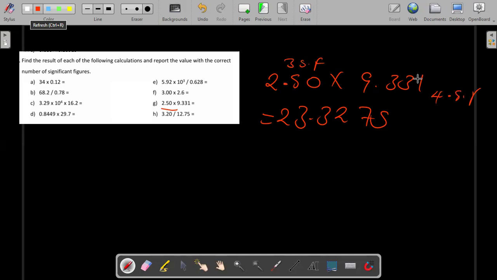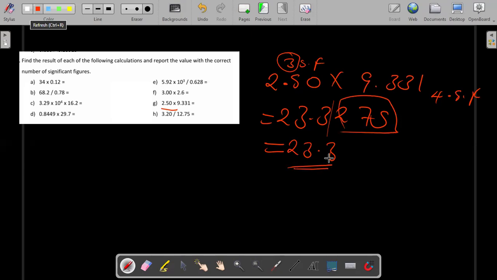In this case, I follow the one with the least significant figures, which is 3. 3 is less than 4, so my answer should have 3 significant figures. So I have 1, 2, 3 here, and I'm ending here. I have 23.3. The 2 is less than 5, so I'll drop the remaining numbers the way they are. I'll end up having this as my final answer.